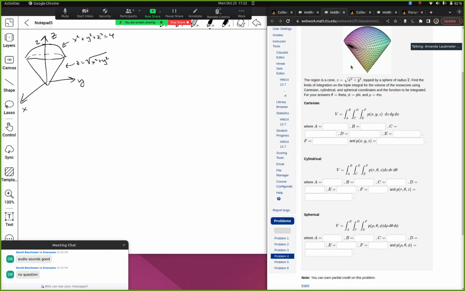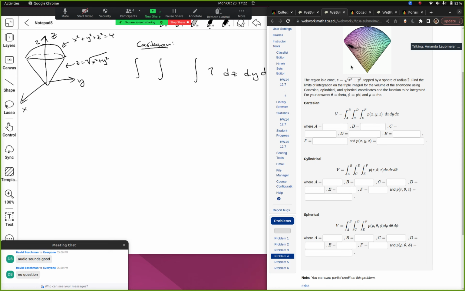So we again have to write this in Cartesian, cylindrical, and spherical coordinates. So for Cartesian, again, we don't have to worry about anything special for that function.